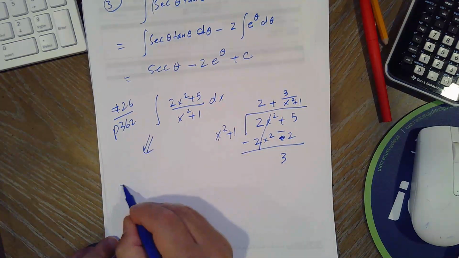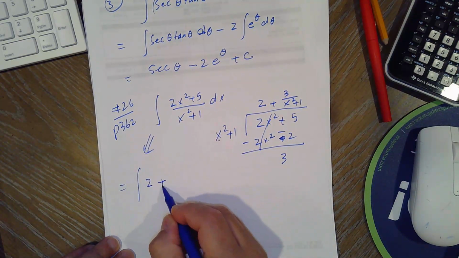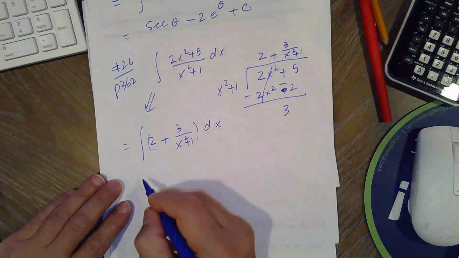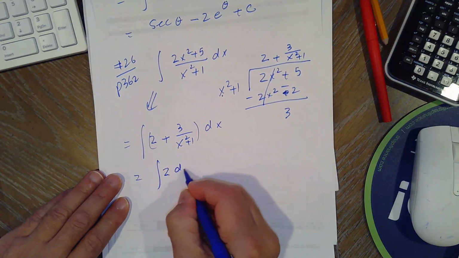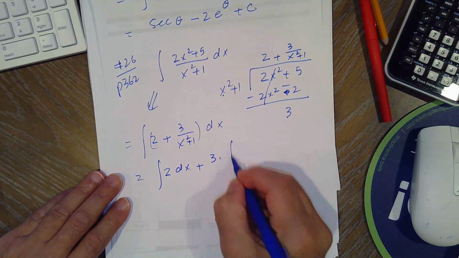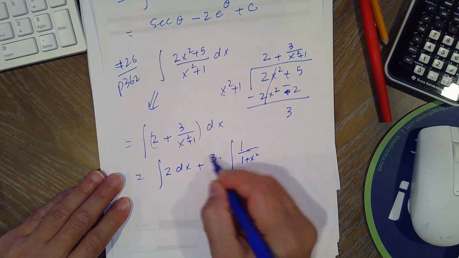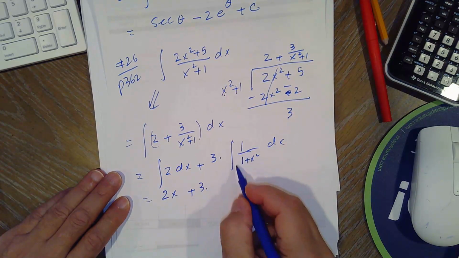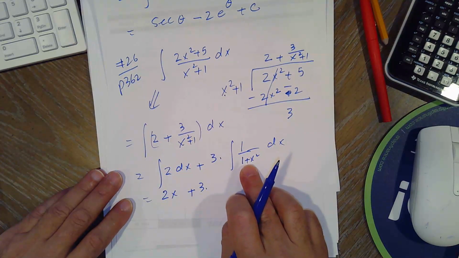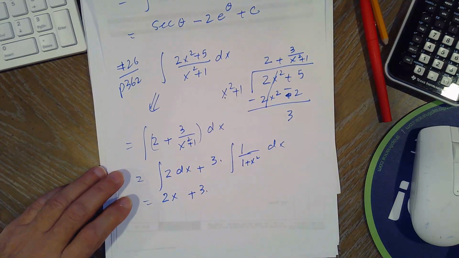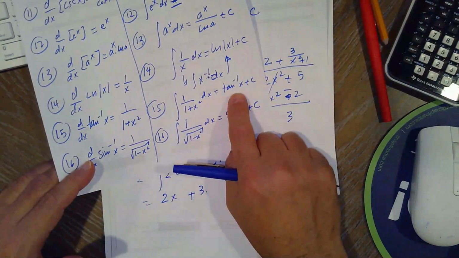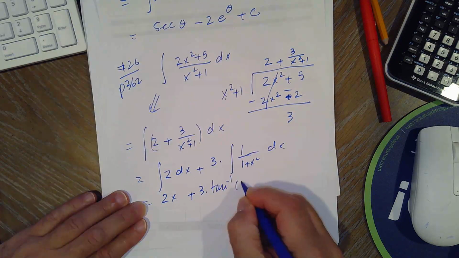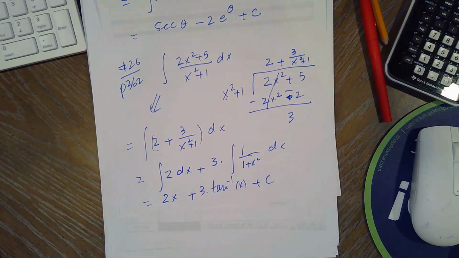Let's see if it's easy to antiderivative that one. Plus 3 over x squared plus 1 dx. Well, we split it up. Integral of 2 dx plus 3 is a constant, integral of 1 over 1 plus x squared, or x squared plus 1, dx. Now this is 2x plus c, as we know. We know that derivative of tangent inverse is 1 over 1 plus x squared, so antiderivative of 1 over 1 plus x squared, right there, is tangent inverse x plus c. And don't forget to add the constant.